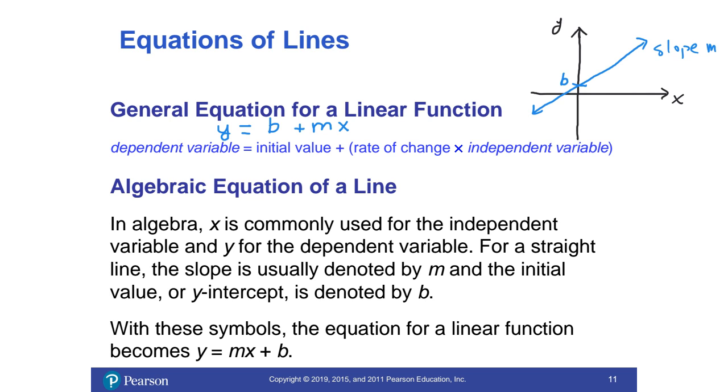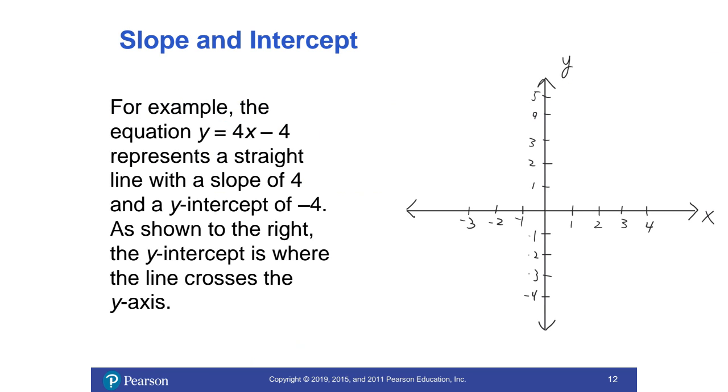So the general equation for a line is the dependent variable equals the initial value plus the rate of change times the independent variable, or y equals b plus mx. Or the way we usually think of it is y equals mx plus b. So let's talk about how we can graph an equation if it is given to us in this general form. Okay, so the equation y equals 4x minus 4 is a straight line with a slope of 4 and a y-intercept of -4. And here on the right, I'm going to graph it.